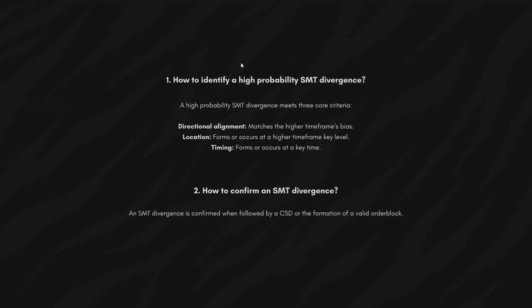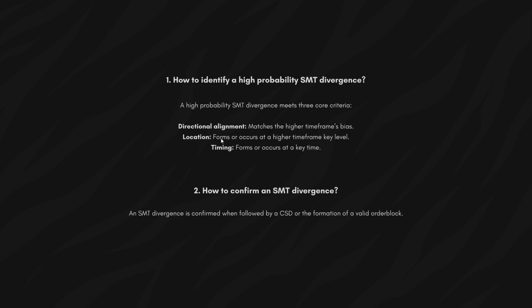So first of all, let's talk about how to identify a high probability SMT divergence. A high probability SMT divergence meets the following three core criteria. First of all, it is always aligned with the higher time frame directional bias, meaning it matches the higher time frame drawn liquidity or the higher time frame bias.